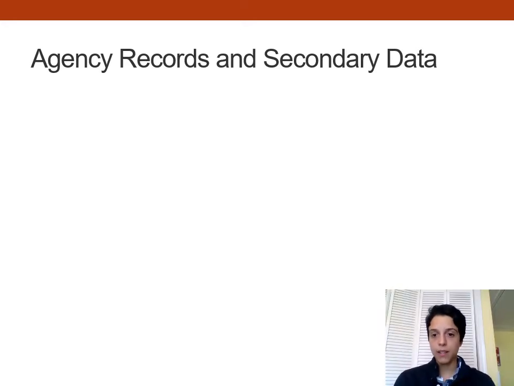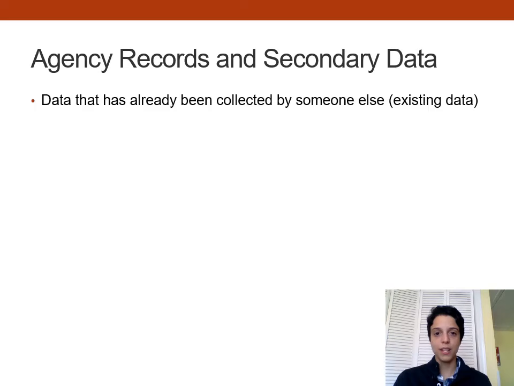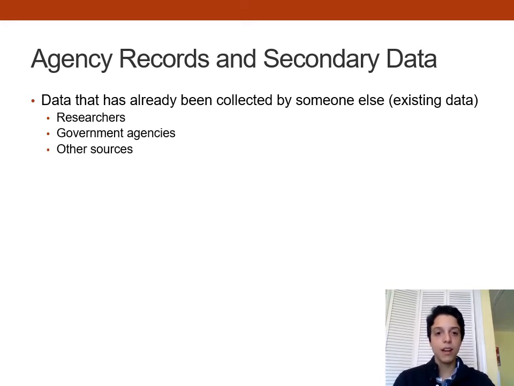When we're talking about secondary data, though, we're talking about data that's already been collected by somebody else, and there are 2 main kinds. Agency records refer to data that's collected by agencies that's not for research purposes, but that you can just use, and then secondary data is going to refer to data that's been collected by other researchers for their own research purposes that you can still use. So again, agency records, secondary data, just data that's been collected by somebody else. And the people who may collect these kinds of data could be researchers, government agencies, or other sources. So anybody who is tabulating things for whatever reason can be a source of secondary data.